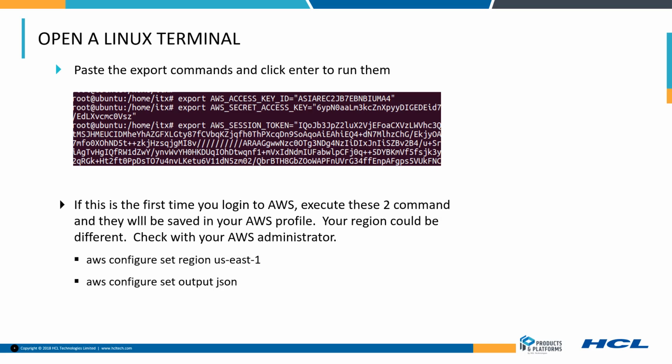Go to your terminal, paste the command from the clipboard there. There are three commands. Hit enter to execute the commands. Now your key ID, access key, and access token are configured for this session. Then run the two more AWS configure set commands. These two configuration parameters will be saved in your Linux AWS profile. They'll be used again when you use a different session. Unlike the export commands, they don't expire. It is tied to your cluster.